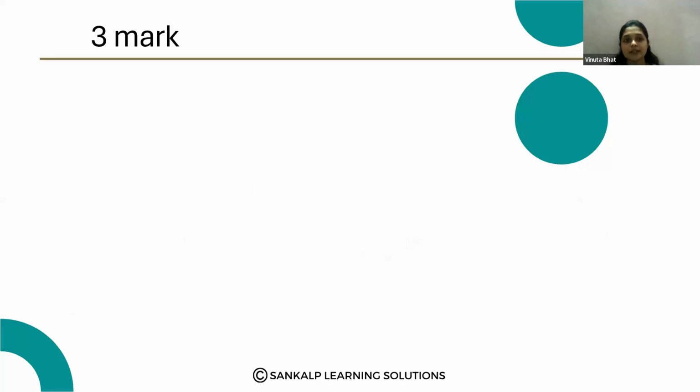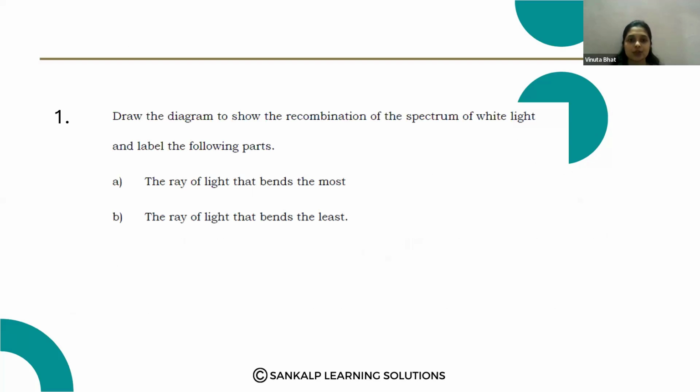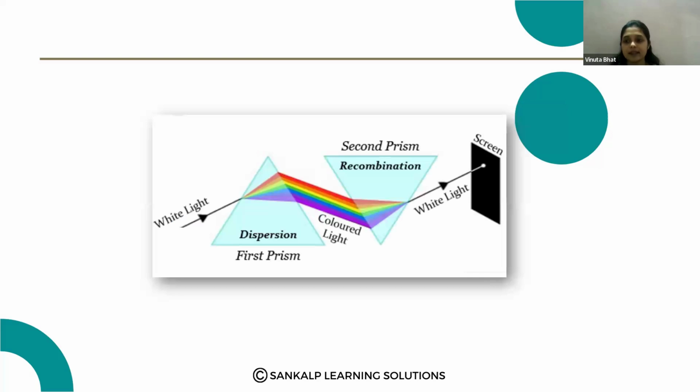So next we are discussing the 3 mark questions. Let us start with the first question. Draw the diagram showing the recombination of the spectrum of white light and label the following parts: the ray that bends the most and the ray that bends the least. So you have to draw the diagram. This is the diagram. The ray that bends the most is the violet and the ray that bends the least is the red.